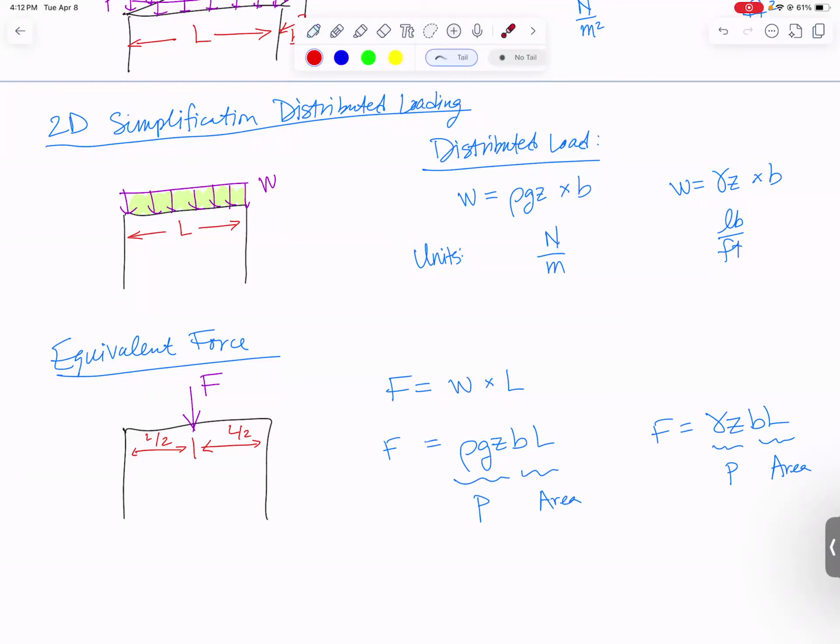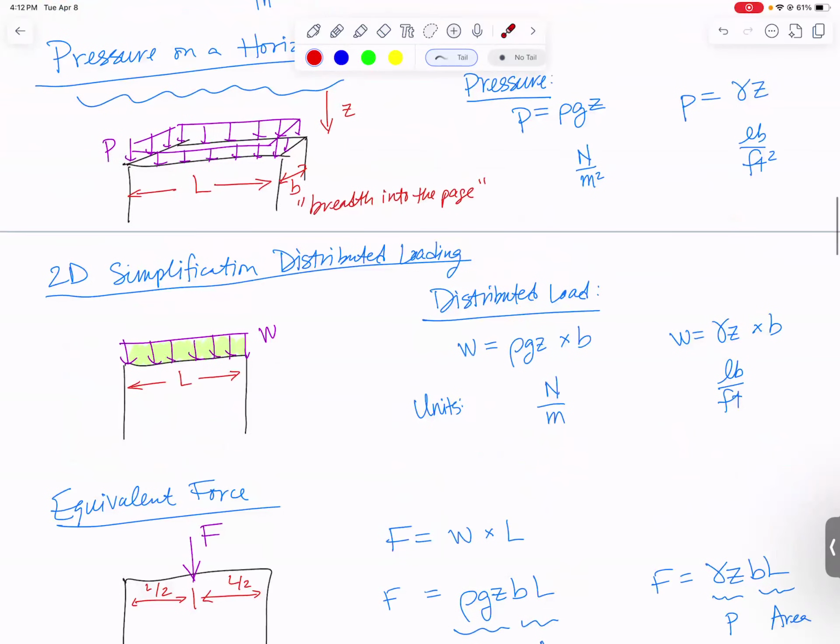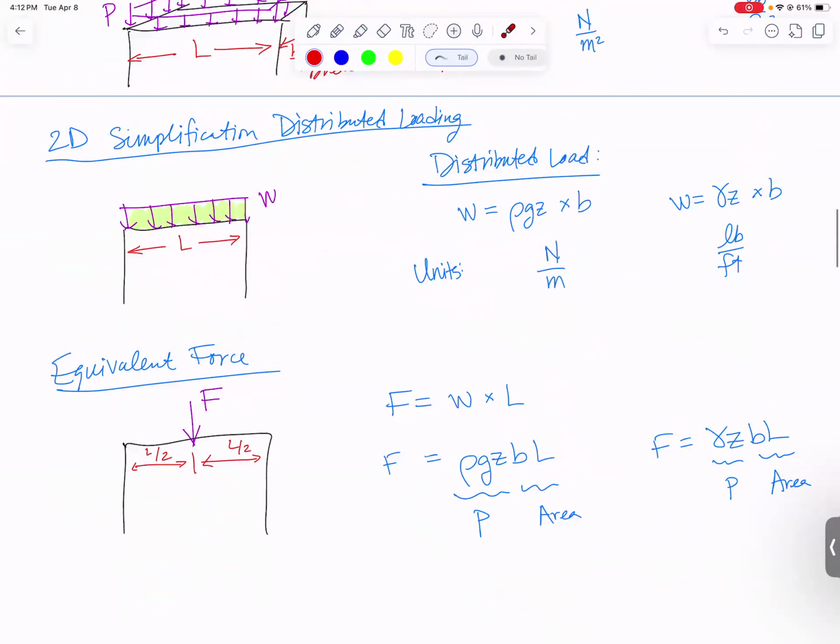I find most students find this equation completely mind-boggling, and it's because they can't remember what's rho and what's B and what's L and what's Z. So I really do want to encourage you to go all the way back to your pressure equation. Start there, find the pressure. Then think, okay, to get it to a distributed load, you're multiplying it by how deep into the page it goes, that B dimension. And then finally, you're taking the area under that distributed load curve to replace it with a force F.